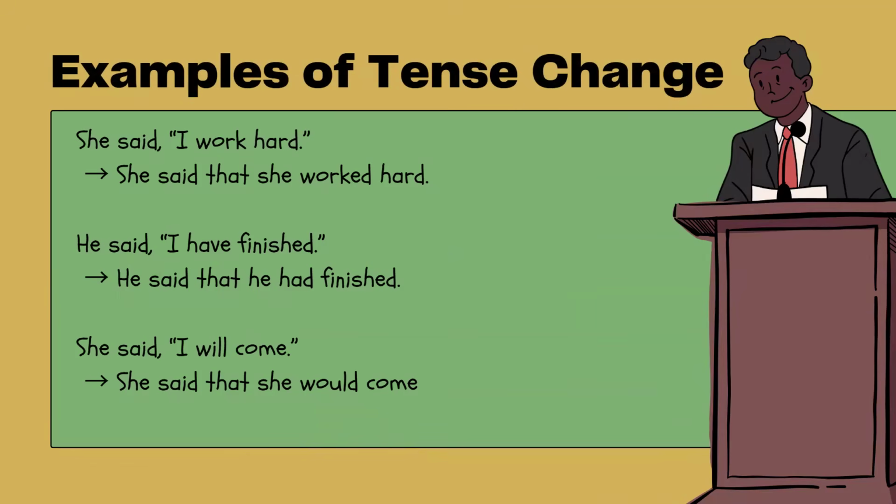Now comes the example of the tense changes. She said, "I work hard." So here the reported clause is in present tense. I will be converting that into past tense. She said that she worked hard. So now let me give you some examples of tense change in reported speech. She said, "I work hard."